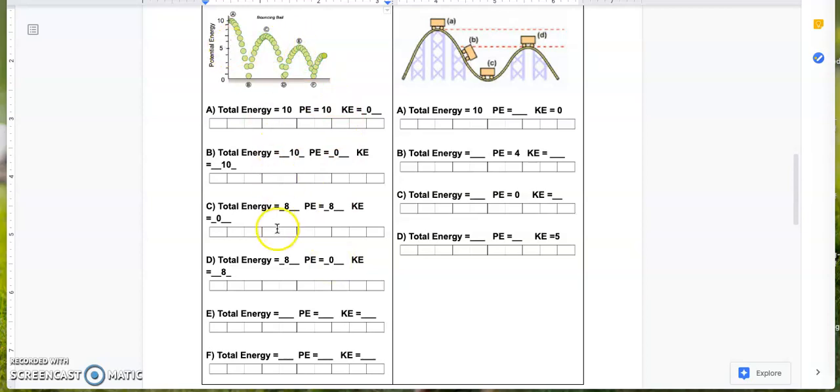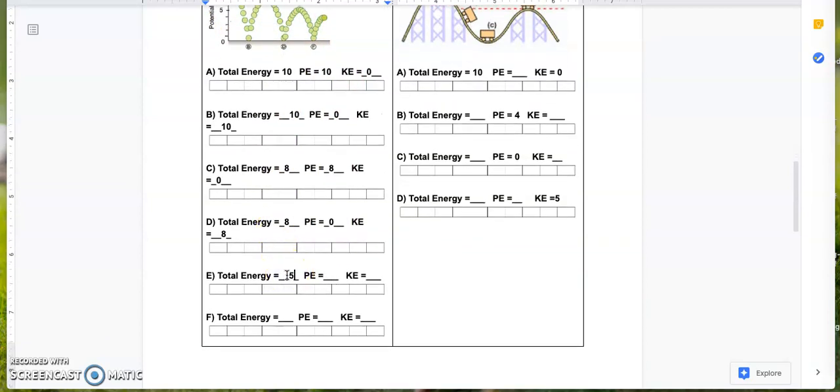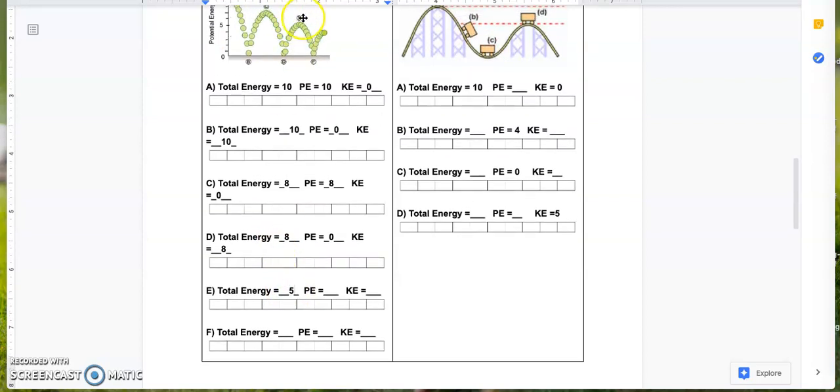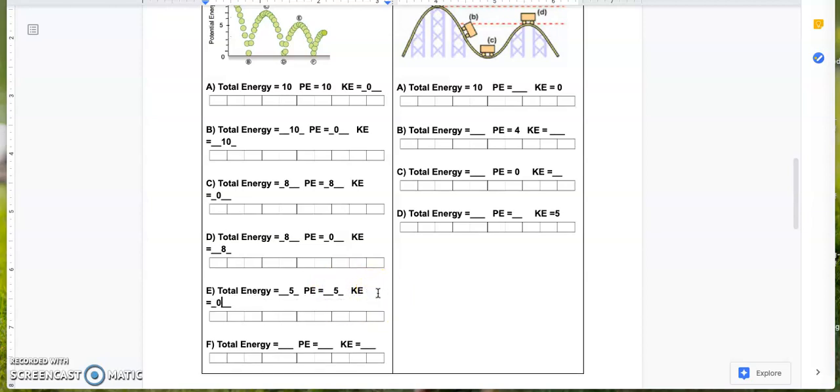Let's go to E. E is at a total of 5 for its energy. It's at the top of the bounce. Press pause and fill out potential and kinetic. Press play to begin again. All right, I'm hoping you found the pattern that when it's at the top of the bounce, all the energy is potential, so it has no energy left for kinetic.